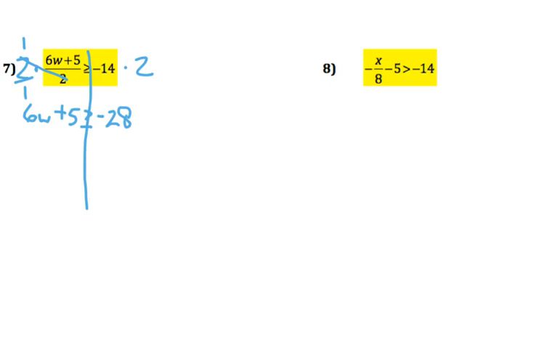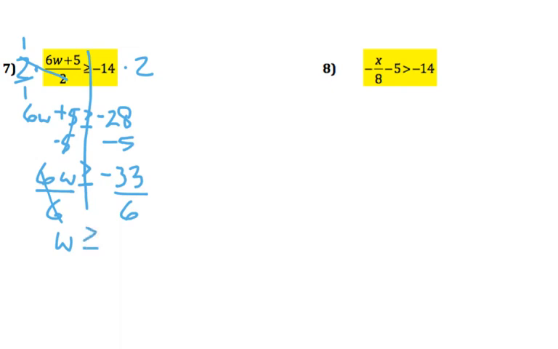Next, we're going to undo the addition of 5 and subtract 5. So now we have 6w, or 6 times w, is greater than or equal to, because we subtracted, negative 28 minus 5 is negative 33. Now last, we're going to divide by 6. Since it's 6 times w, we're going to divide by 6 to undo it, or do the opposite. So we end up with w, and 6 is positive, so we keep greater than or equal to, and then negative 33 divided by 6.